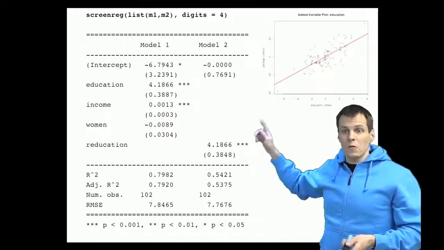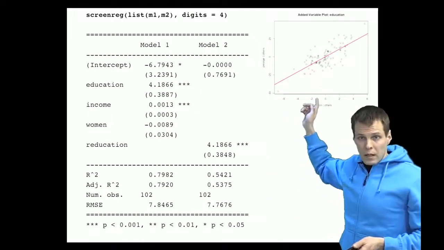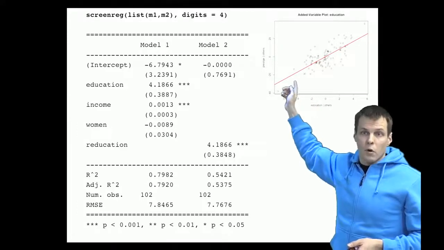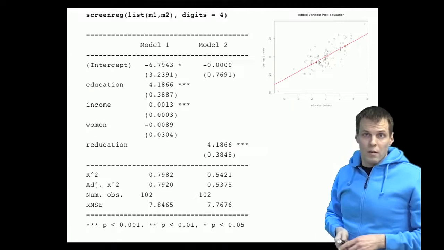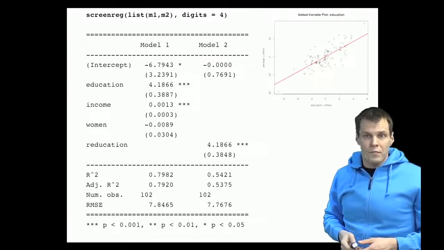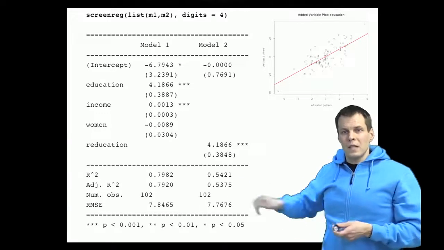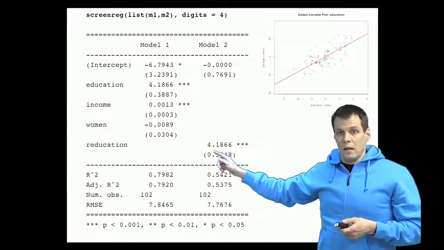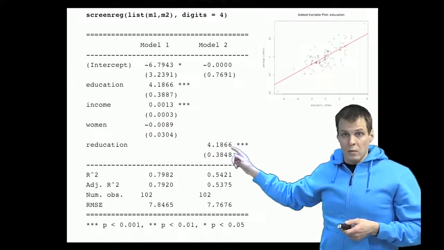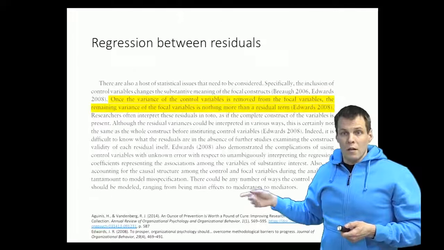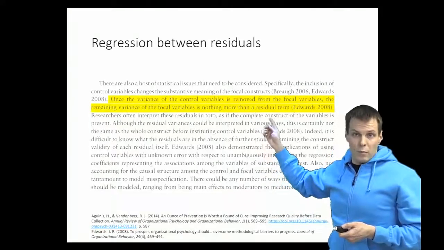So this is useful not only for diagnostics but also for interpretation, and I have myself used this kind of plots in one paper that I've written for interpretation purposes. Also, the idea that this regression coefficient is the same as regressing one residual on another allows you to understand what this paper by Aguinis and Vandenberg are saying.